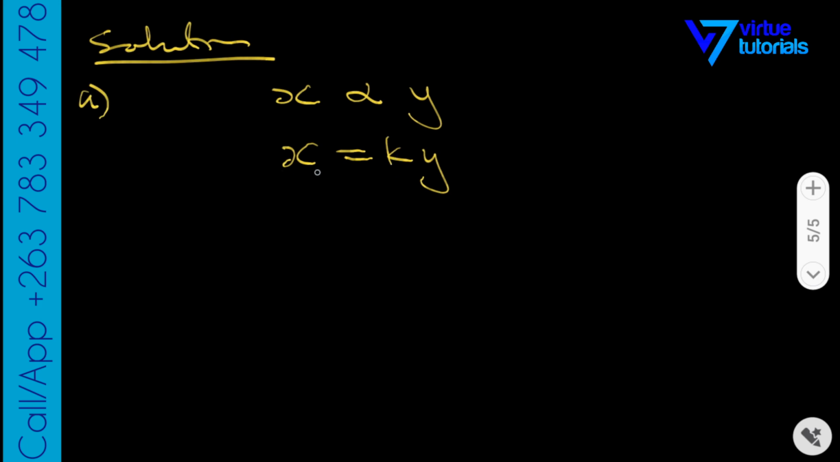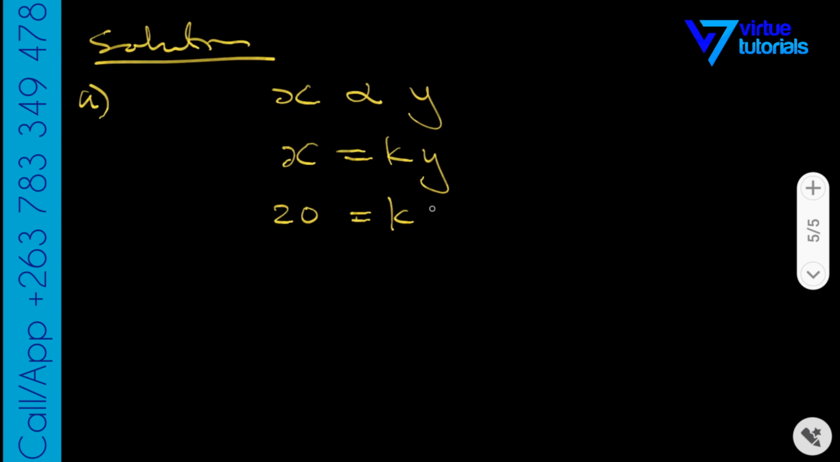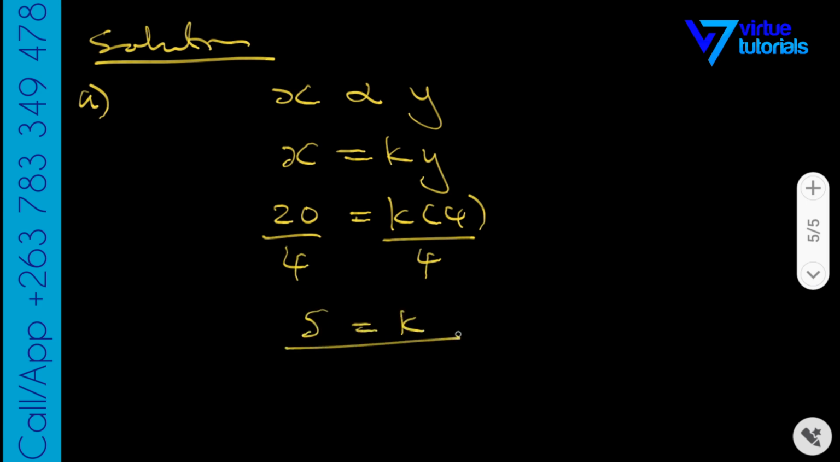I substitute the given values of x and y. What values was I given? I'm told x is 20 when y is 4. So I'll substitute 20 for x and 4 for y. So 20 is equal to k times 4, right? To find k, divide both sides by 4. I'll get 5 is equal to k. So now I found my actual value of k. Once I found my actual value of k, I can rewrite this statement here with the true value of k. X is equal to 5y. So that's the relationship.